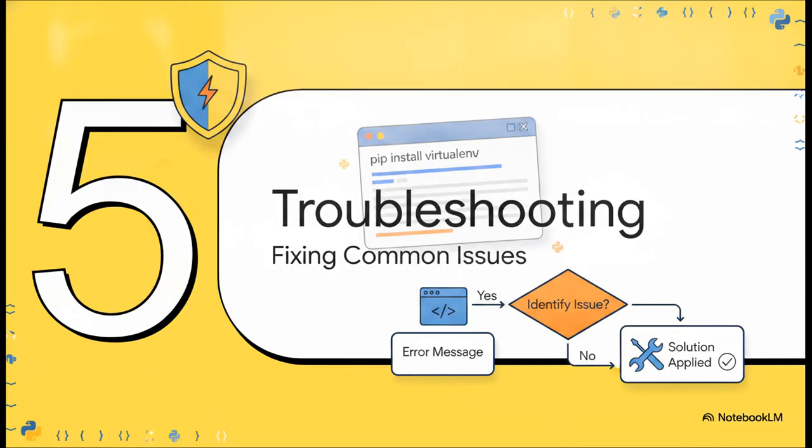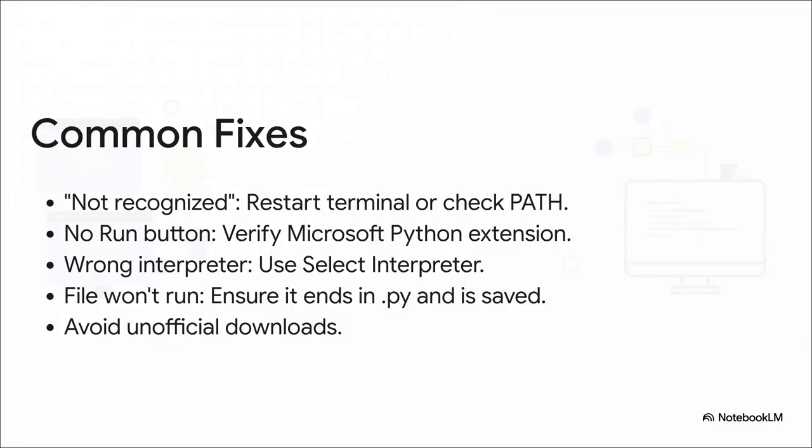Before we completely wrap this up, let's hit Section 5, Troubleshooting and Next Steps, because hey, sometimes things go wrong, and if you hit a roadblock today, we need a quick safety net. Let's tackle the most common beginner hurdles, which honestly all have super simple fixes. If your terminal says Python is not recognized, no worries. Just restart the terminal, verify your install, or double-check that you actually checked that Add to Path box earlier.